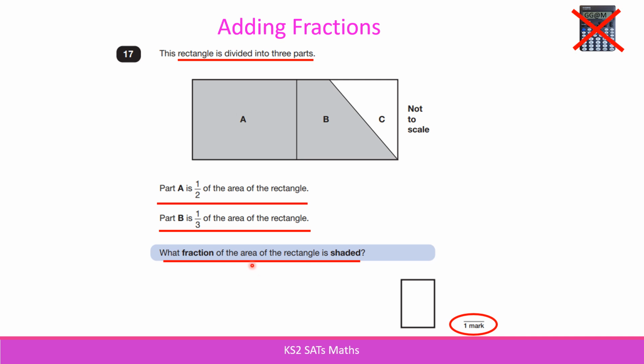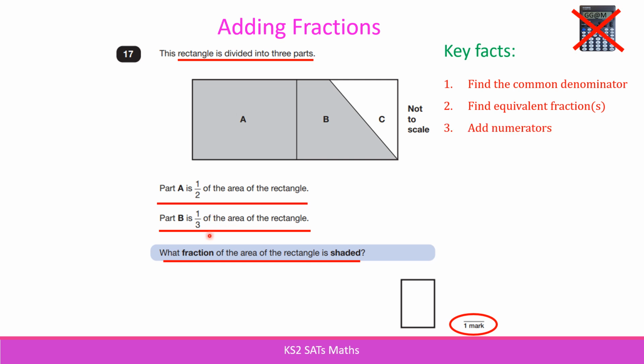To help us do this, we need to know the steps to add fractions. Our key facts are that we need to find a common denominator. Look at the denominators, which are the numbers at the bottom, i.e. the 2 and the 3, and find the number in the 2 times table and the 3 times table that is common to both. Then we need to find equivalent fractions: what can we write a half as, and the same for the third, over this new denominator. Then we add together the numerators, which are the numbers on the top, and the denominator will stay exactly the same.